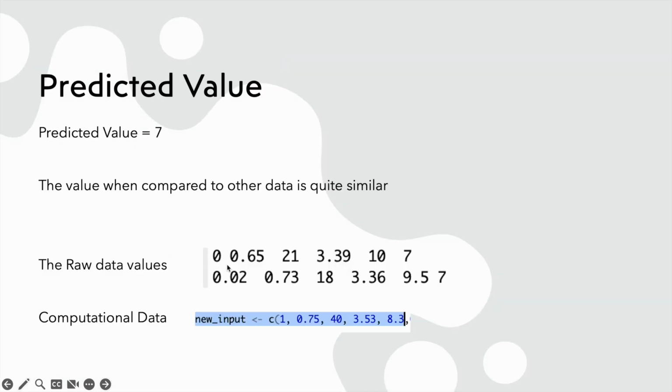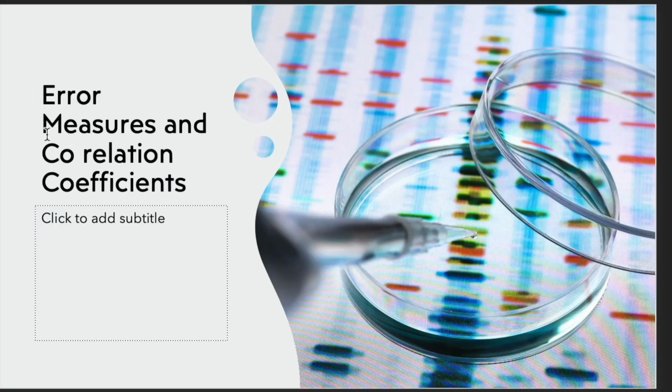When I compared it to the raw data having the same inputs, around 0.65, 0.73, 21, 18, 3.39, 3.36, 10, and 9.5, their value is around 7. And the data which I took for the model was around 0.75, 40, 3.53, and 8.13, and my predicted value was around 7, which tells the model is predicting the data quite smoothly and accurately.